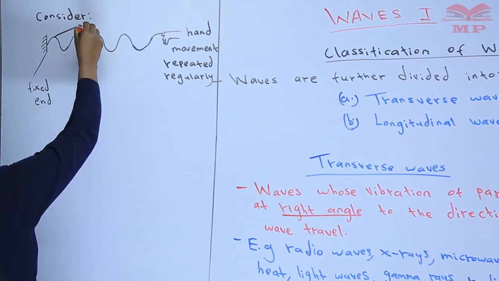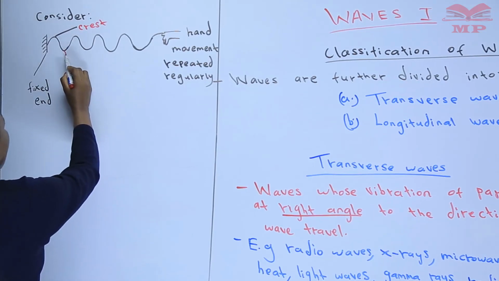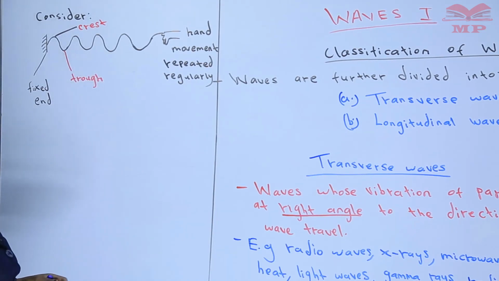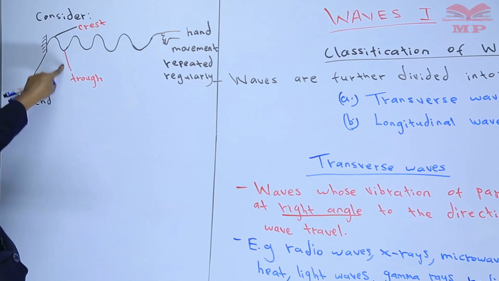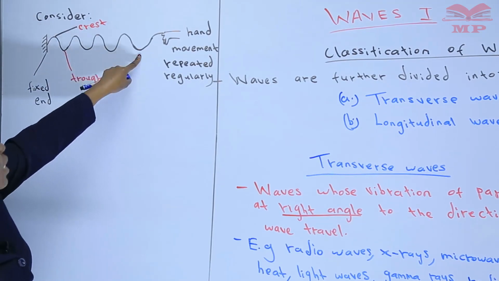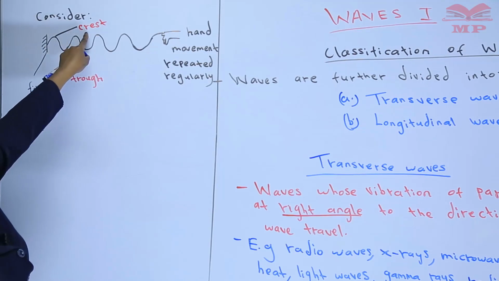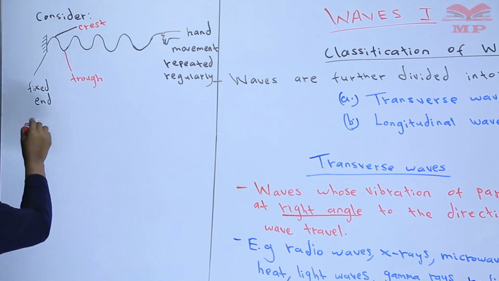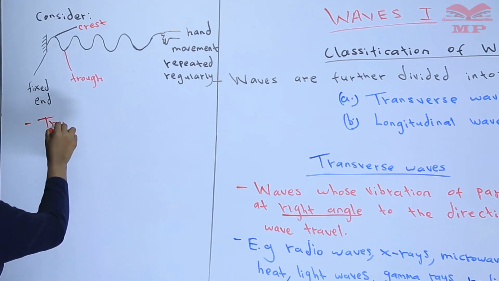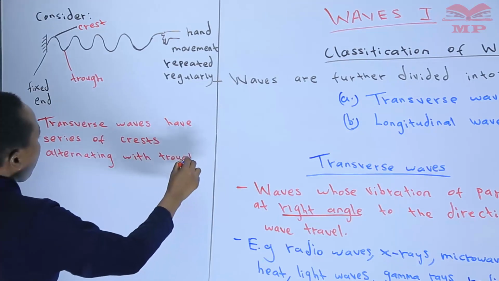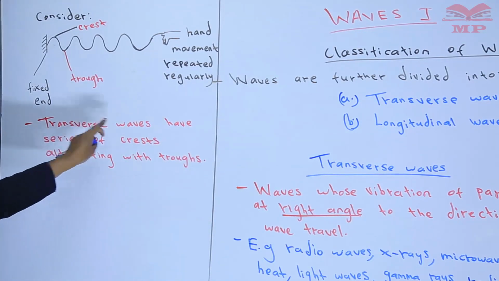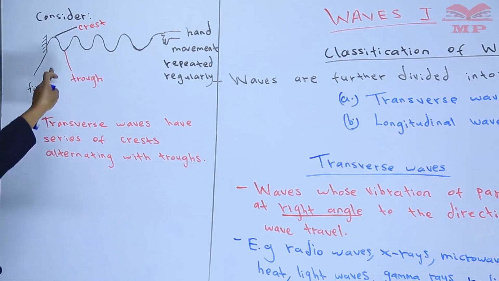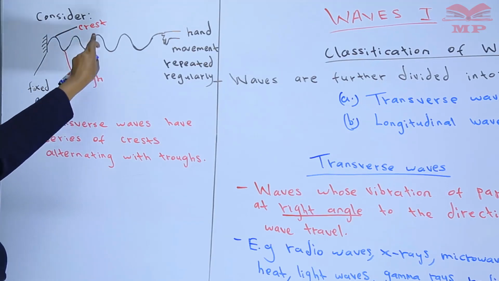This is the crest. Then the lower part here is called the trough. So we can say in a transverse wave, we have crest, trough, crest, trough, crest, trough, crest, trough. So we have a series of crests alternating with troughs. That is very key: transverse waves have a series of crests alternating with troughs. So you find a crest, a trough, a crest, a trough, a crest, a trough.